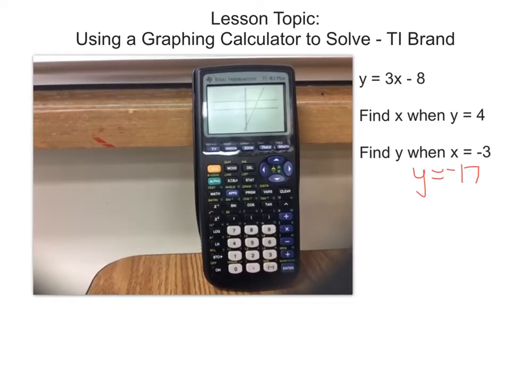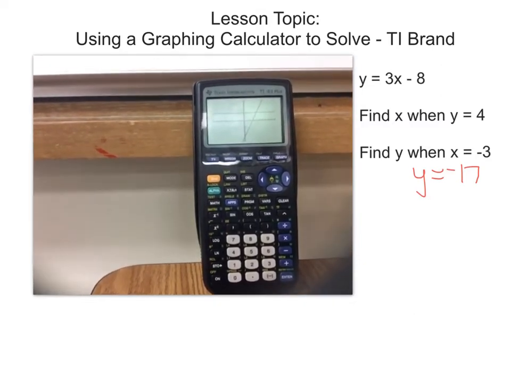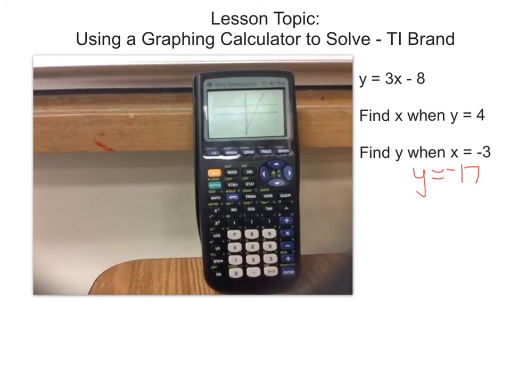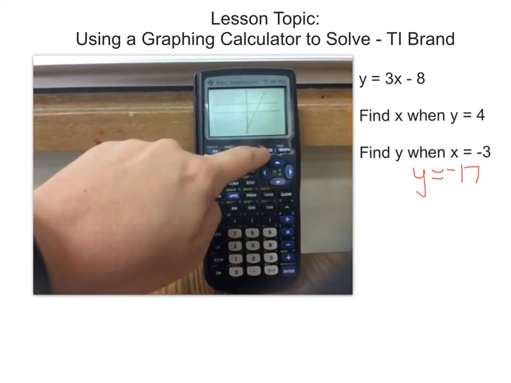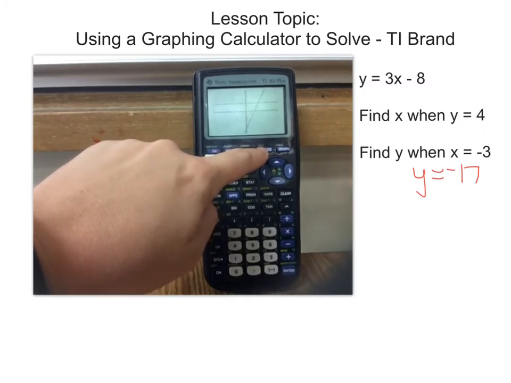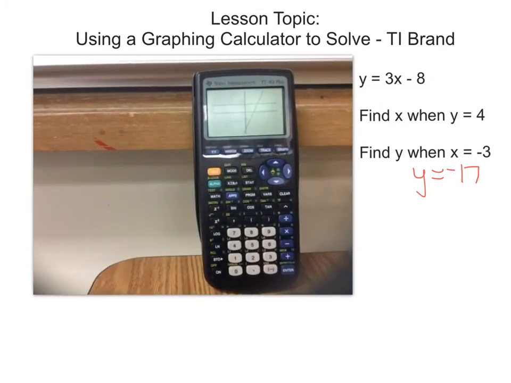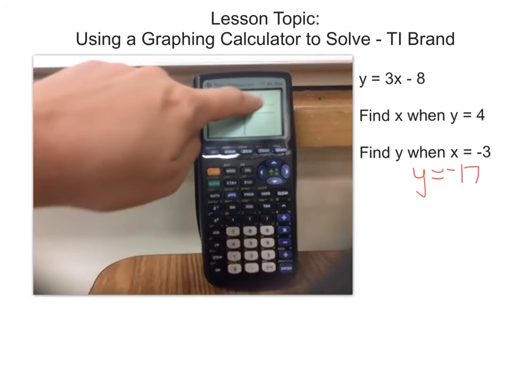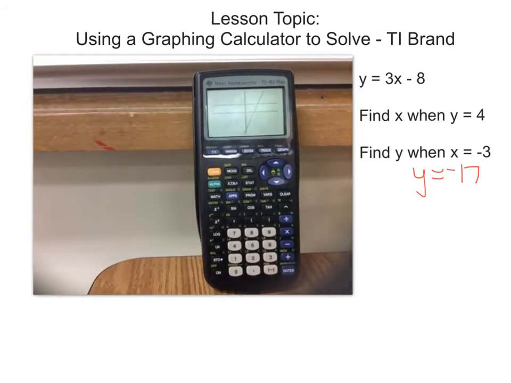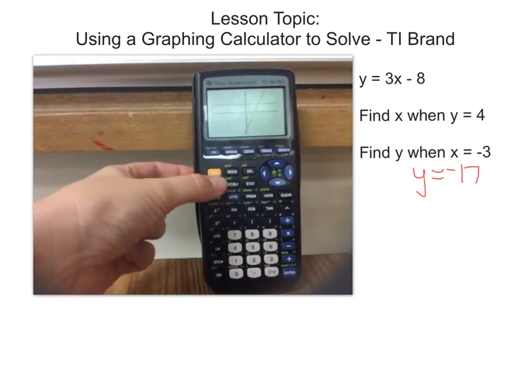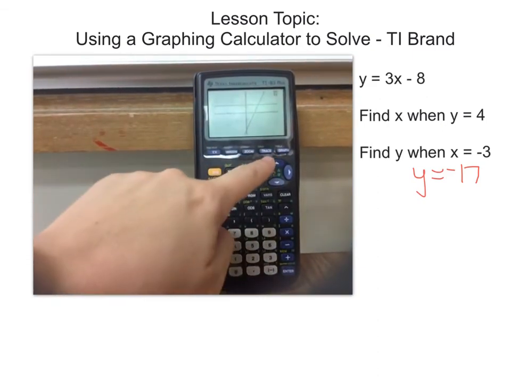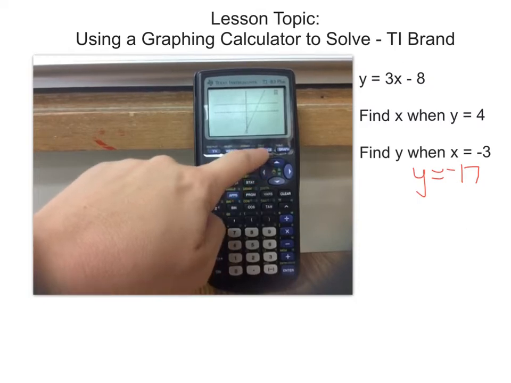So this next process takes a little bit of getting used to. So here's what we have to do. We need to calculate. See that word right there, that little yellow word? It says calc. We need to calculate the intersection of these two lines. So to get that yellow word, we need to hit second, and then we need to hit the trace button. But we're not tracing, we're using calculate.